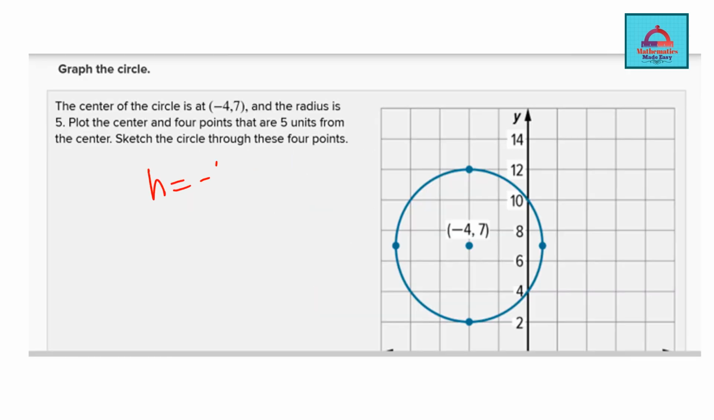So because your h was negative, it means on the left side of the y-axis, your k was positive, so upwards, above the x-axis. So -4, 7, this is the center. Again, because your radius here is 5, you will go 5 units up, down, left, right. Have these points A, B, C, D, the 4 points. Join them with the circle, and that's how your graph will look. In order to check your solution, you can also do it online on Desmos, put in the equation, and you will get the graph.